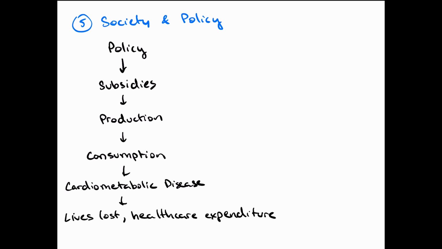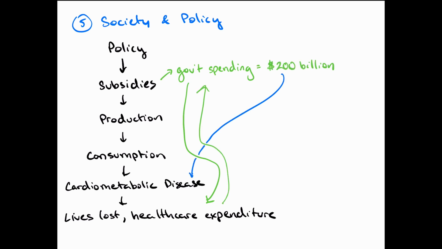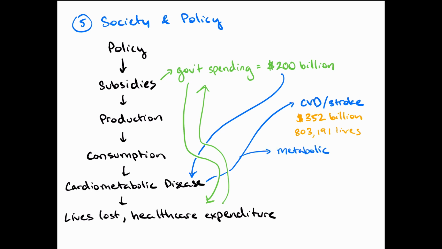So the government directly spends money on these subsidies, but they also directly spend money on healthcare expenditures. The $200 billion of subsidies that have gone to these less than healthy ventures directly lead to cardiometabolic disease, such as cardiovascular disease. But the healthcare cost of cardiovascular and cerebrovascular disease is over $350 billion. And we lose over 800,000 lives every year to this. Metabolic diseases, including diabetes and obesity, account for over $470 billion and almost 85,000 lives lost just from diabetes.